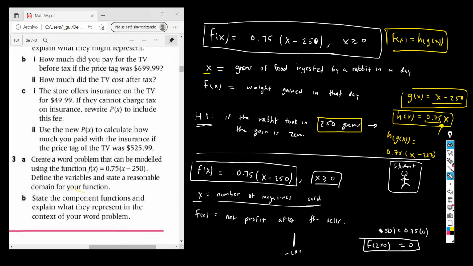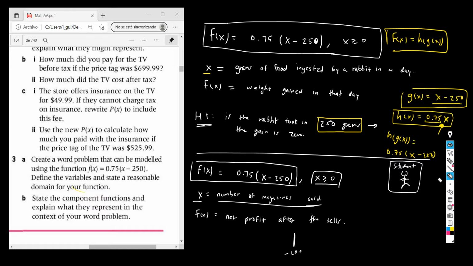Okay, and then anything above 250 is going to make him some real positive profit. You see, any number of magazines above 250, and that's what it means, guys. That's what this means. Now, what is the interpretation of 0.75 in this case? That is the price of each magazine. You see, that's how much it cost him to produce each magazine, and that's going to be the price that he's going to be recuperating after he sells more than 250.